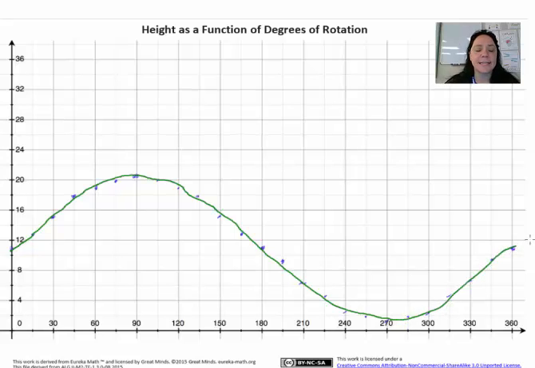And as we can see, we are going through the same heights repeatedly, and we are not moving at a linear rate. We're curving up and then back down and then back up. And here we are at 360 degrees. So if we went around the Ferris wheel one more time and measured, we'd repeat this pattern.